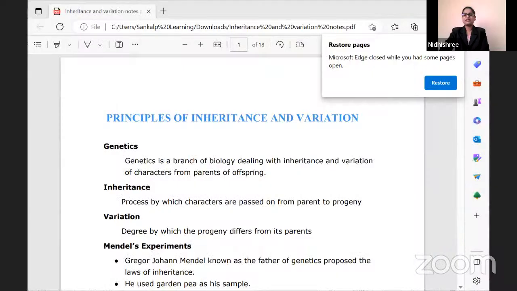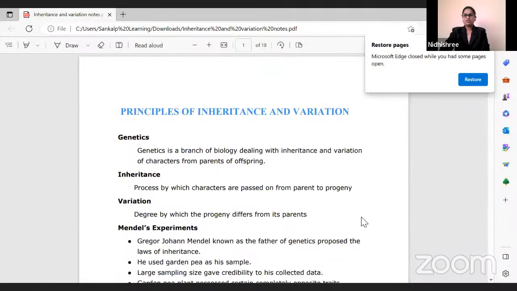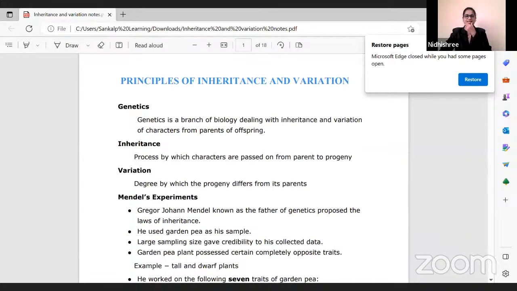Now let us brush up certain theoretical concepts related to this chapter. I got very good notes from one of the websites through Google regarding this chapter. I just want to share with you all a very nice document. The principles of inheritance and variation. They mainly focused on certain important terminologies. That's why I downloaded it, guys.